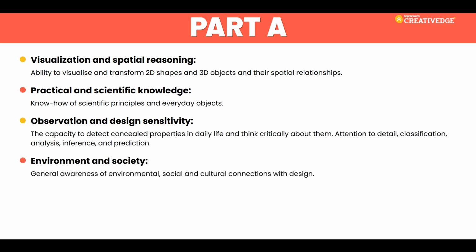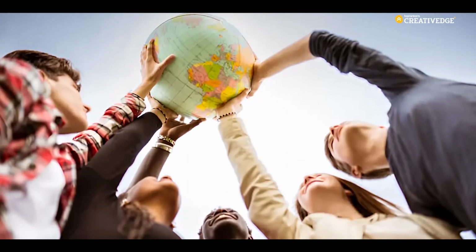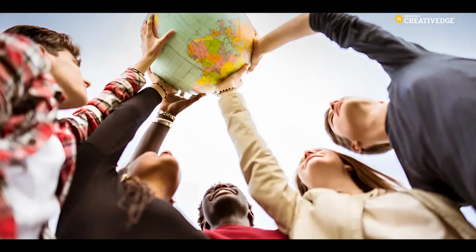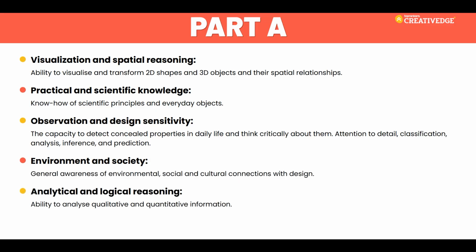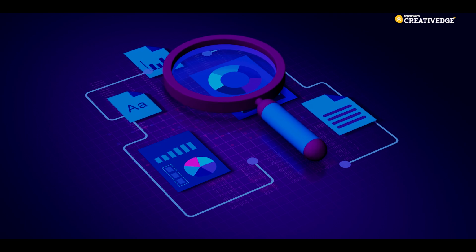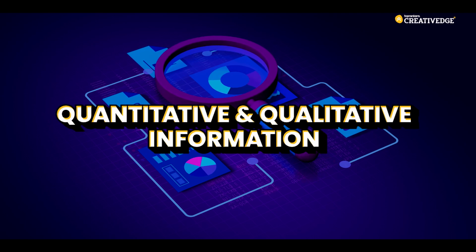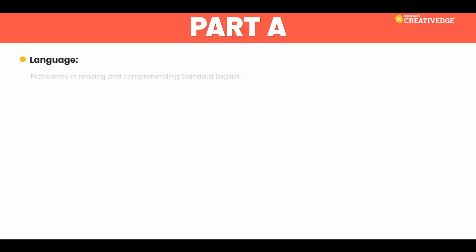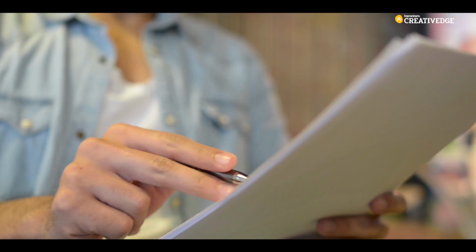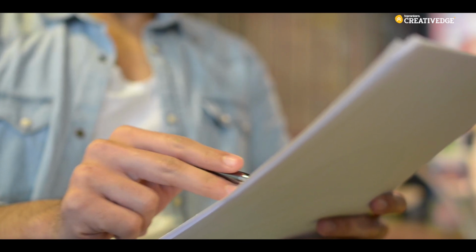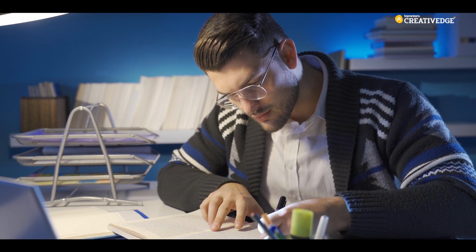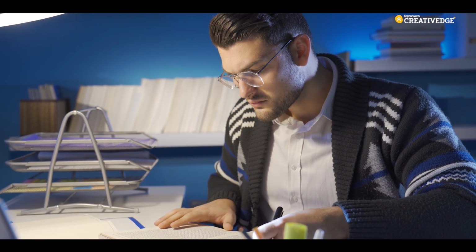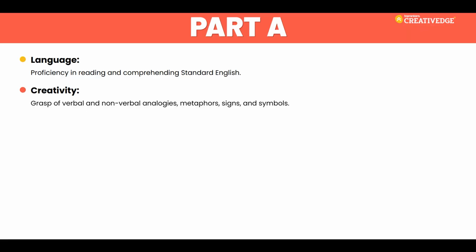Environment and society: general awareness about environment, social and cultural connections with design. Analytical and logical reasoning is the ability to analyze quantitative and qualitative information. Language: proficiency in reading and comprehending standard English. Creativity: understanding of verbal and non-verbal analogies, metaphors, signs and symbols.